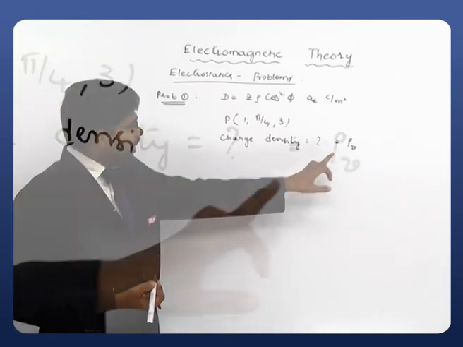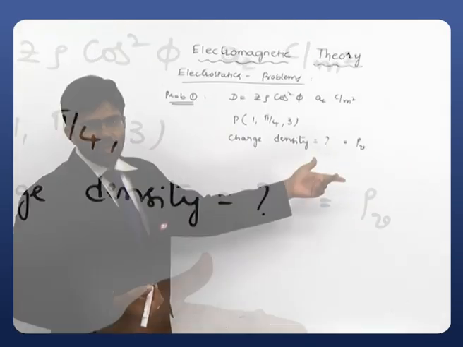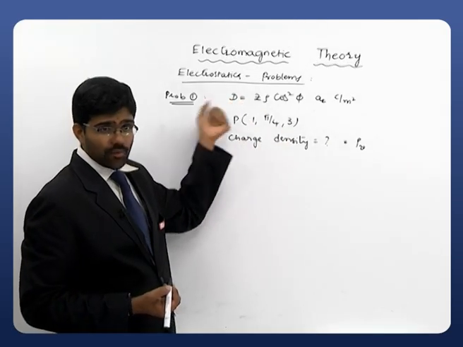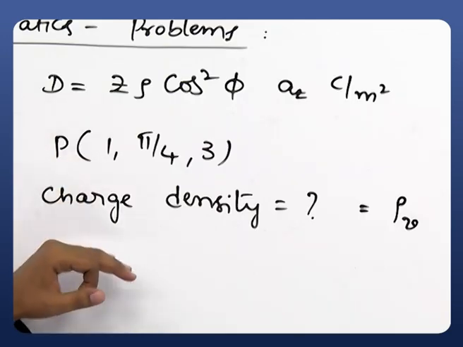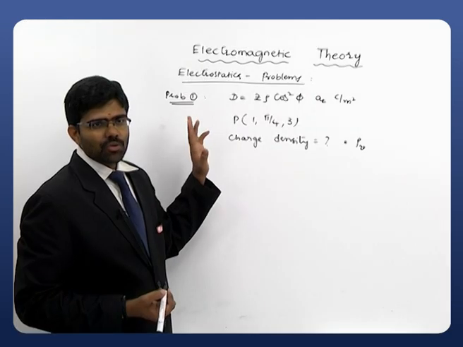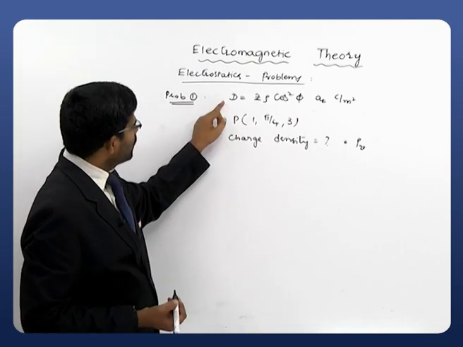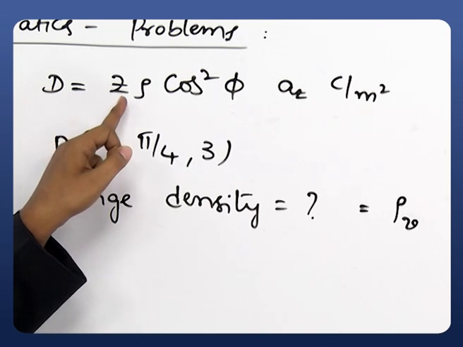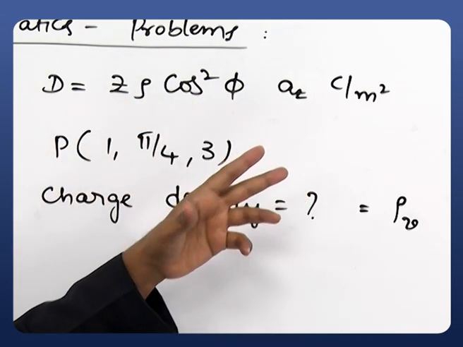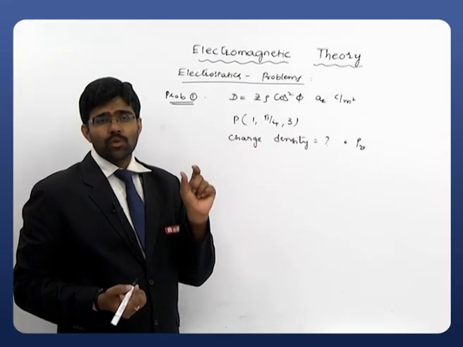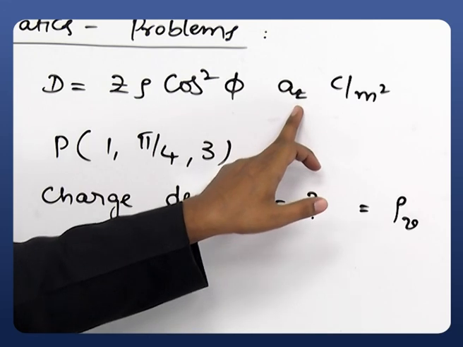Now, before calculating this volume charge density, we need to observe a few more points: in which coordinate system the parameters are given to us, and where we have to calculate the charge density or electric field intensity, etc. So first observe in which coordinate system the given parameters are. D is given as z rho cos square phi Az. For any information we have, the unit vectors give us important information related to the coordinate system. So here the unit vector is Az.